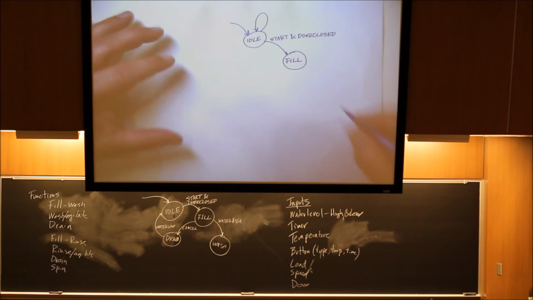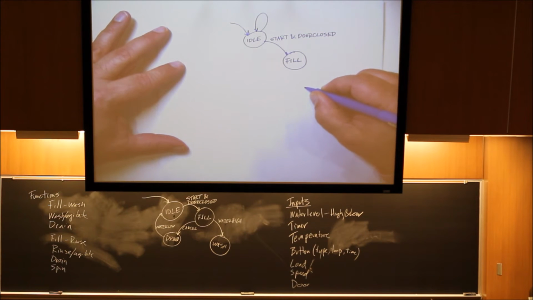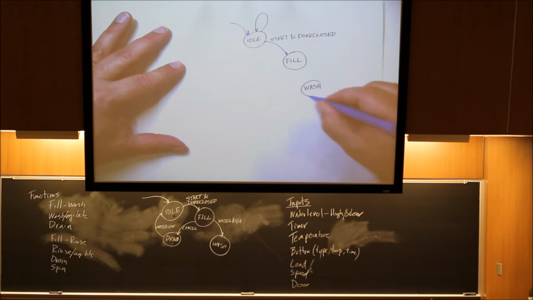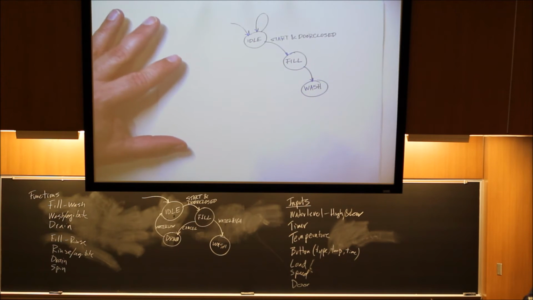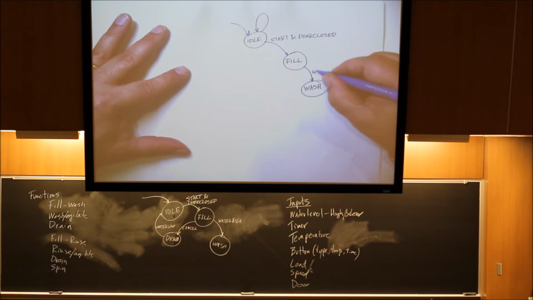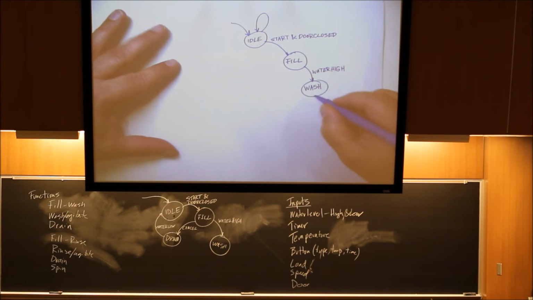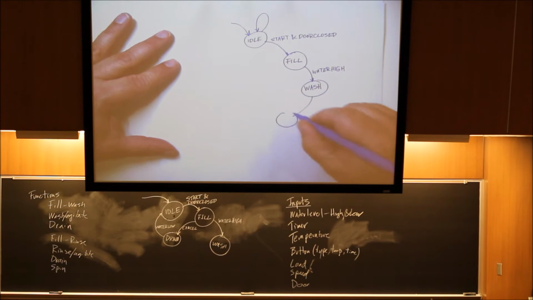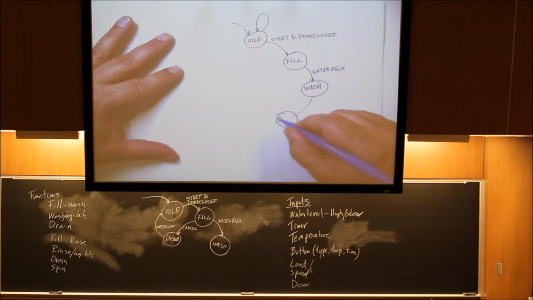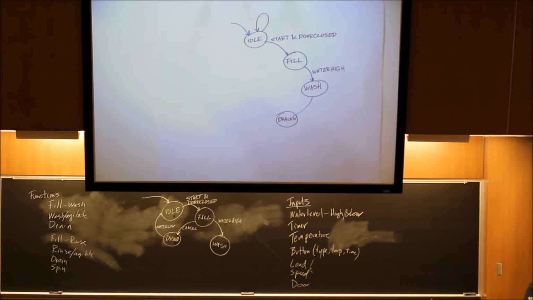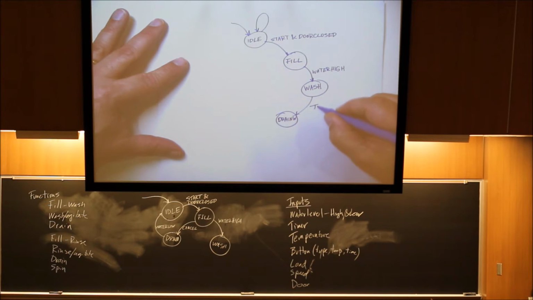Then we identified a wash. And I'm just going to call it wash, all right? And the way we went to this was water high. I'm going to do the following. I am actually going to create another state, drain W. And the way you would go here is based on a timer.